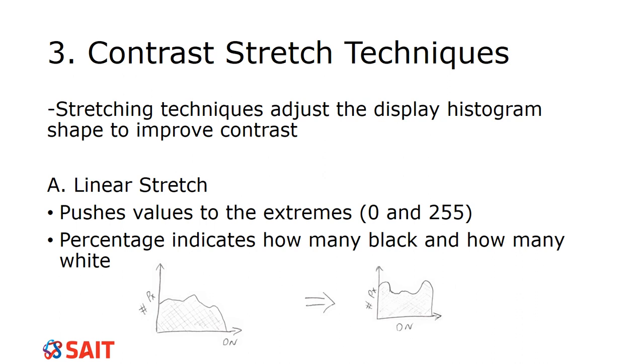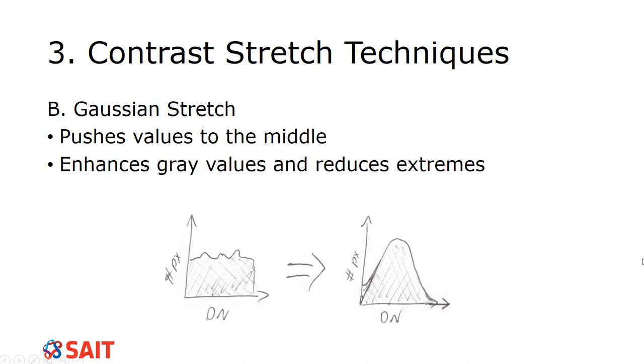But we're not going to get into that mathematics with it in this class. It's really just a drop-down box in ENVI. The next one is a Gaussian stretch. Gaussian is referring to a Gaussian curve, which is also related to a bell curve. This one takes all your values and pushes them all up into the middle. And then you have fewer extremes, but more gray values.